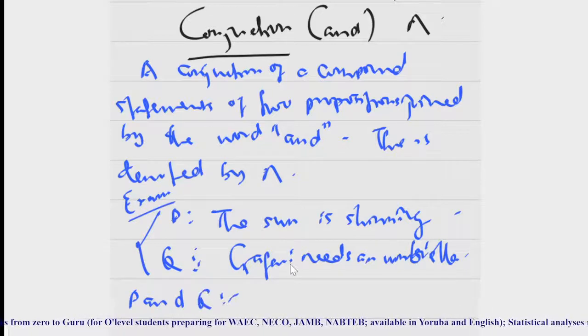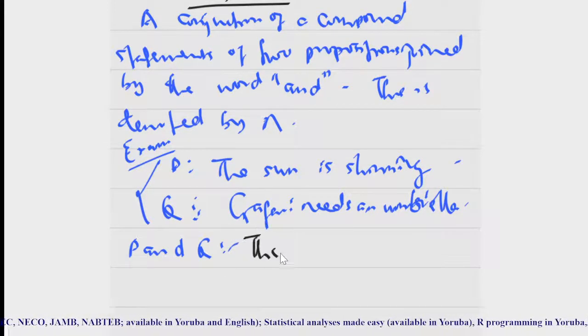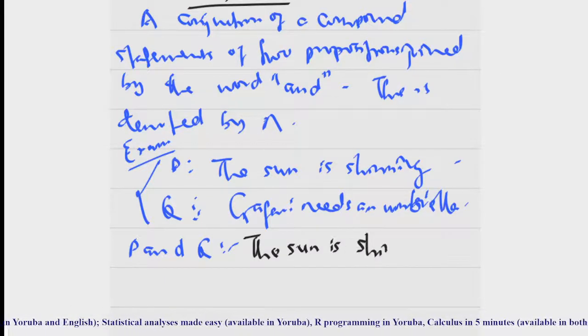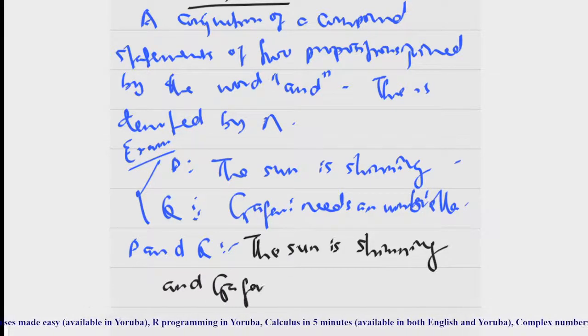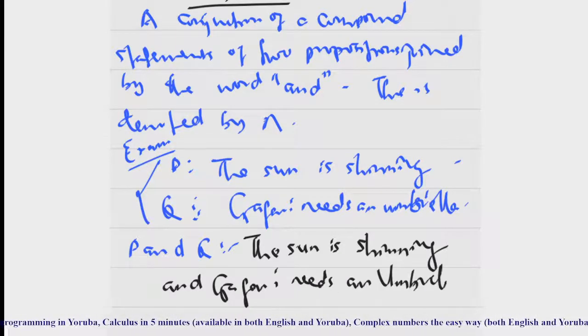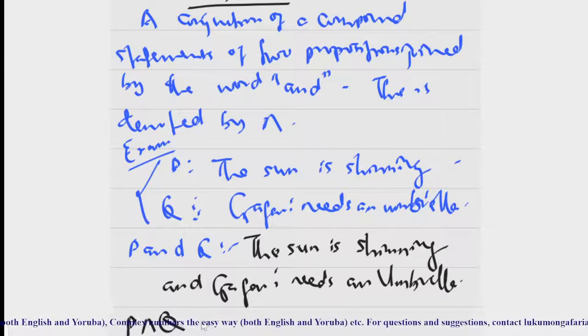What will now be of P and Q? So statement P and Q will now be: the sun is shining, and Gafari needs an umbrella. So symbolically, like I've said, you can just say P and Q. I hope you understand now. So that represents conjunction.